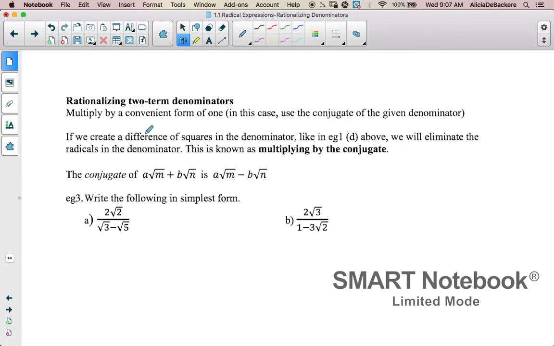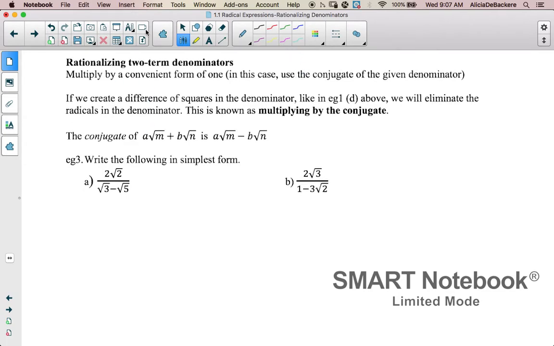All right, so new in this course, what happens when I have a two-term denominator? So you can see in our examples here, I'm going to have like a root minus a root. Here I've got just a number minus a root. What we're going to do is, again, multiply by that convenient form of 1. So I can only multiply by 1 if I don't want to change anything.